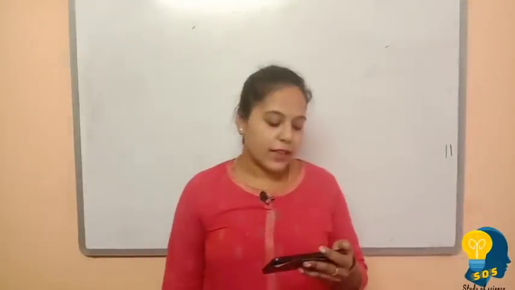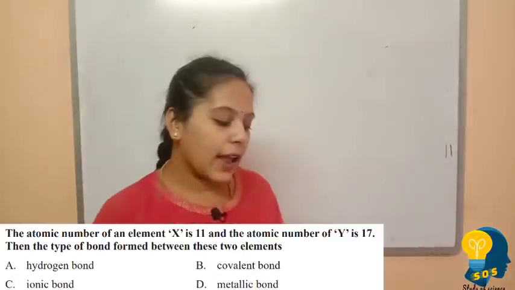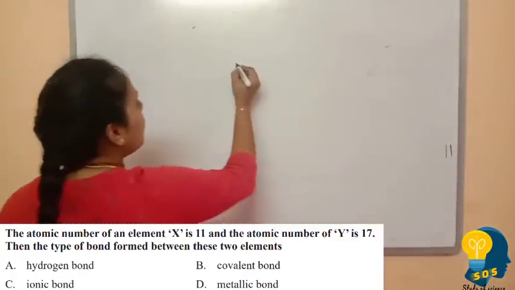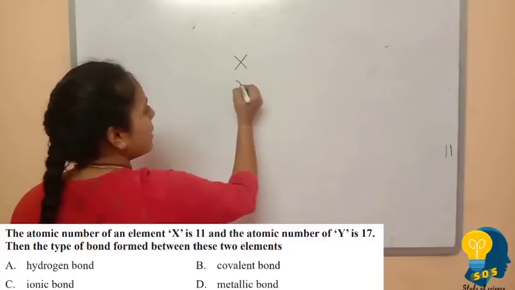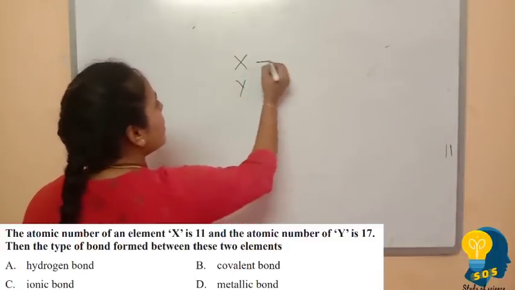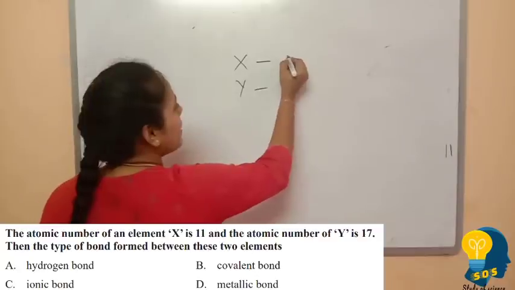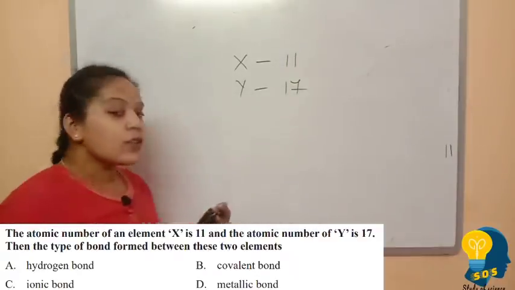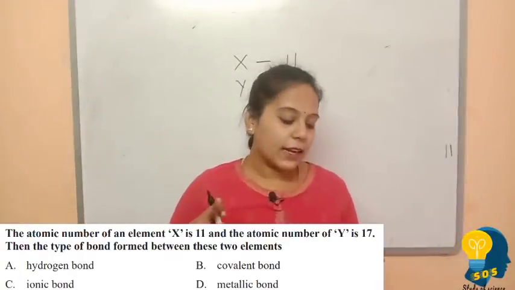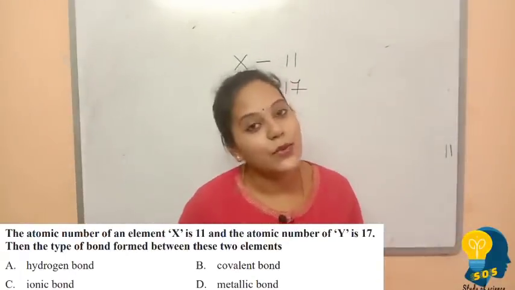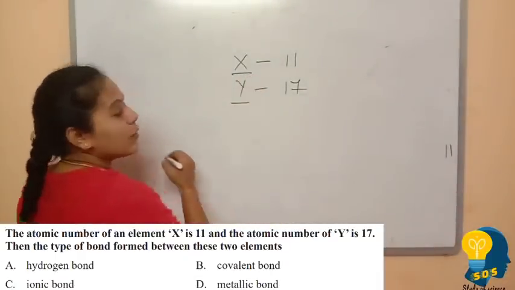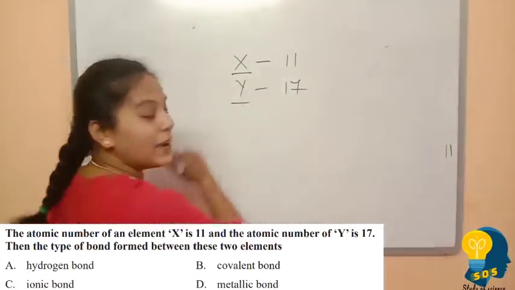Next question is the atomic number of element X is 11 and atomic number of element Y is 17. So we have two elements here. One is element X and one more is element Y. So element X atomic number is 11 and element Y's atomic number is 17. So when we continue the question, then the type of bond formed between these two elements. See, there are two elements, element X and element Y. So first we have to find out which element is this.